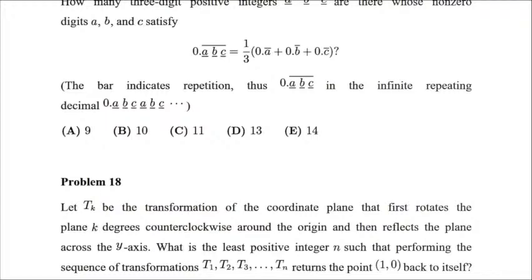Okay, problem number 18, AMC 10A 2022. Let T_k be the transformation of the coordinate plane that first rotates the plane k degrees counterclockwise around the origin and then reflects the plane across the y-axis. What's the least positive integer n such that performing the sequence of transformations T1, T2, T3, ..., Tn returns the point (1, 0) back to itself?